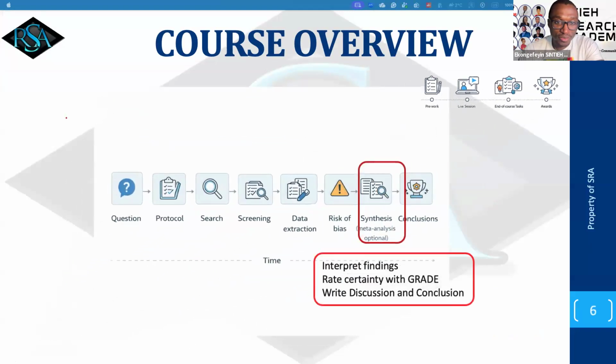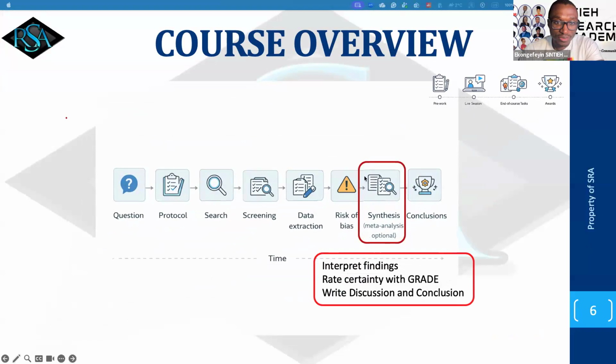And where we are today, we are still around synthesis. And now we are talking about how do you interpret your findings? How do you write a discussion and conclusion? This is what it's all about. And then next week, we are going to conclude the program. So you see, we've moved from question, protocol, and so on, and now we are here. And next week, we're going to conclude.